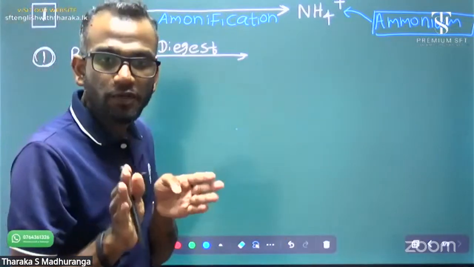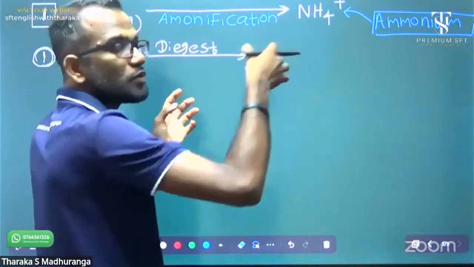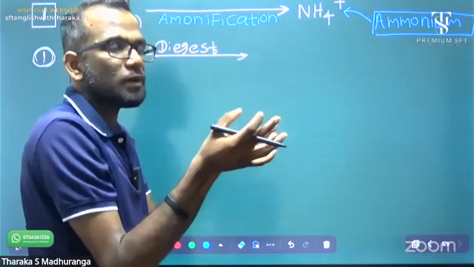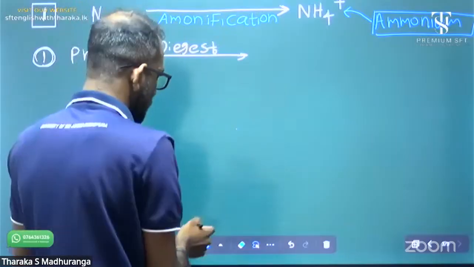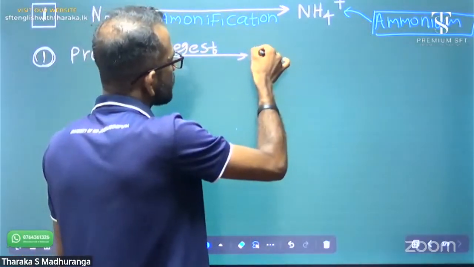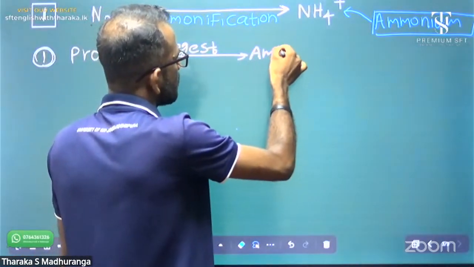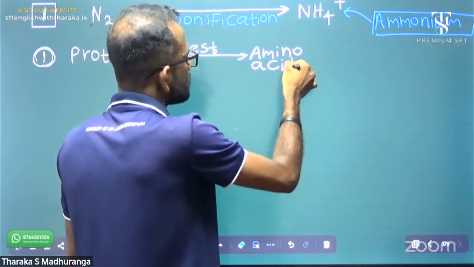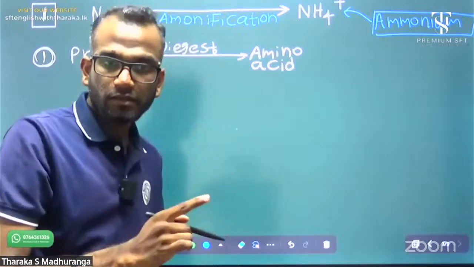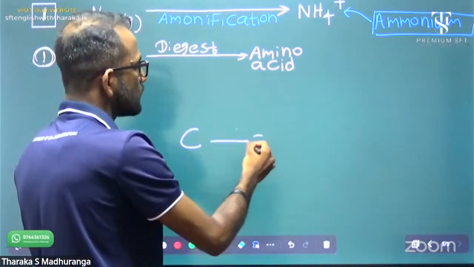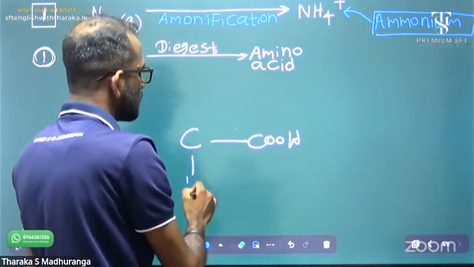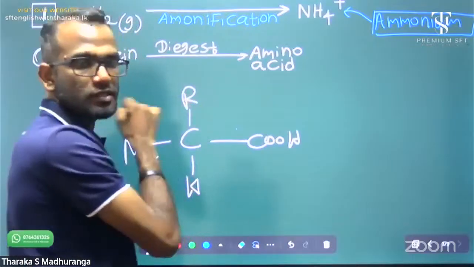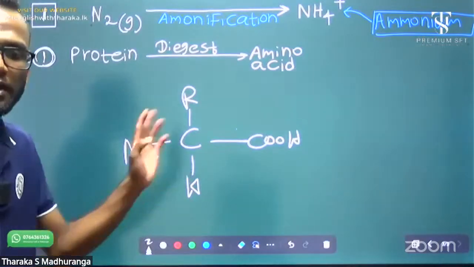Before that, the proteins are broken down into amino acids, right? Proteins are made of amino acids. Yes, you are correct. This amino acid contains nitrogen. You can remember the structure: COOH, hydrogen, NH2 amine group. This amine group contains nitrogen. It contains carbon, hydrogen, oxygen and nitrogen.